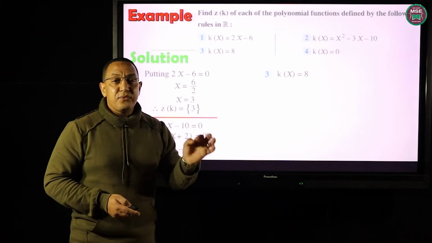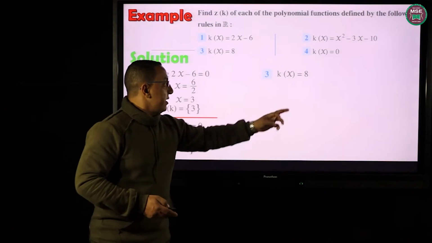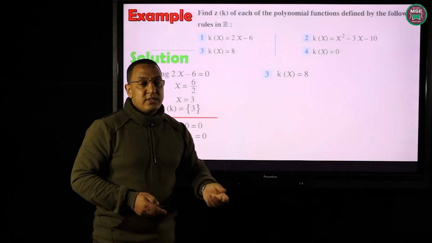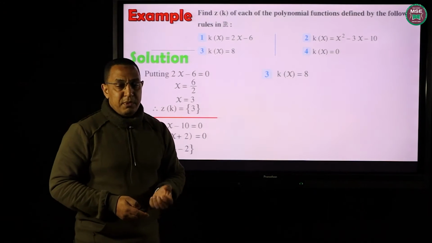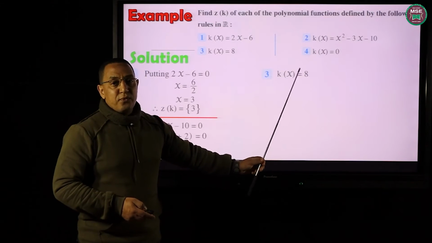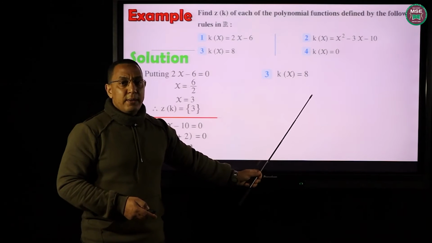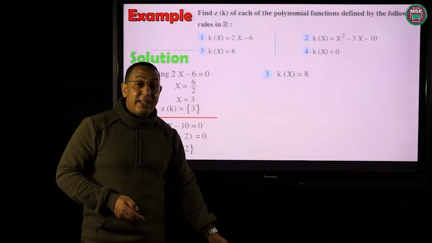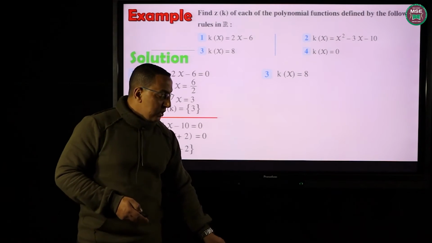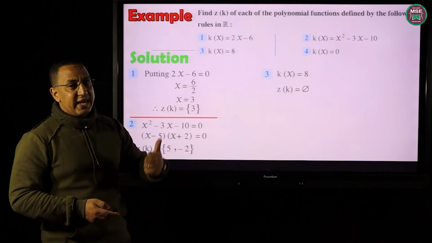Number 3, here k of x equals 8. This is a constant function. So I'm going to search for the values which make this function equal 0, and it's impossible because in this case all of the values will be 8. So there isn't any number that makes the function equal 0. So z of k equals the empty set. Okay, and this is a special case.